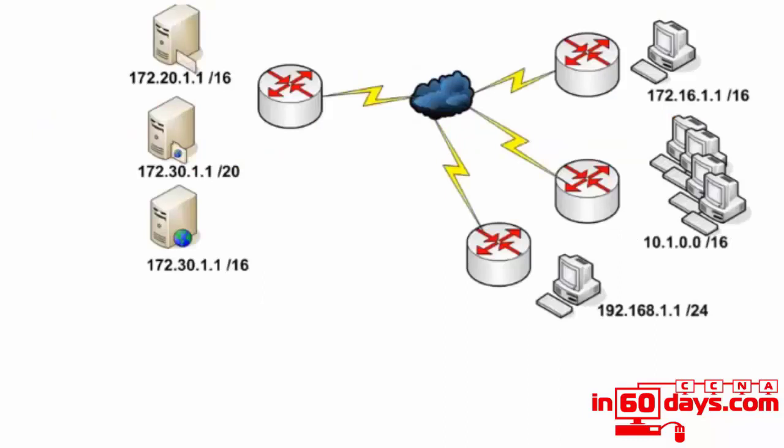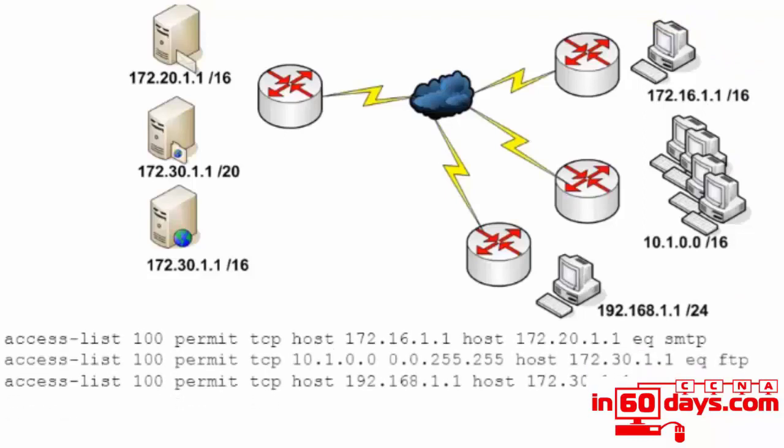So this time I've added 3 servers behind our network. The 172.20.1.1 is a mail server, 172.30.1.1 is a file server, and 172.30.1.1 is a web server. Looks like I've actually got the wrong address. It should have been 172.40.1 but that was a mistake on my part. So we'll look at our access list. Just bear in mind I put the wrong IP address for that host.